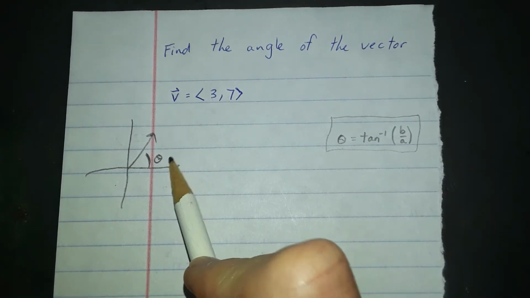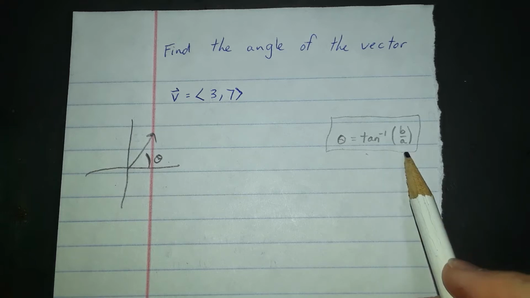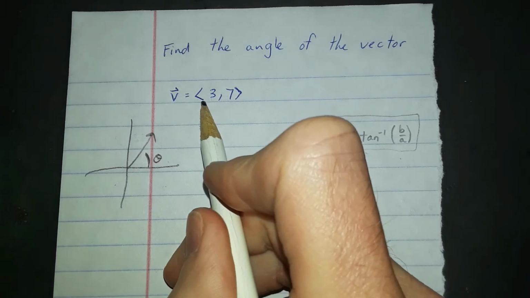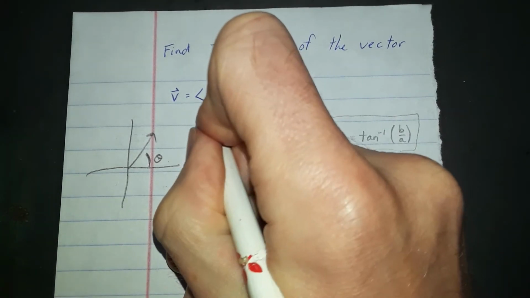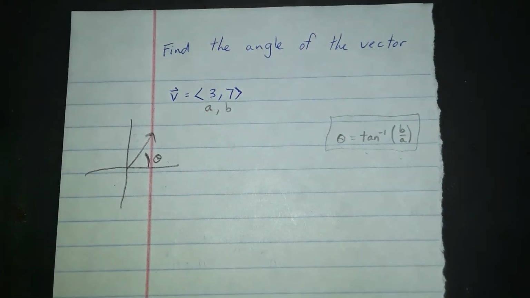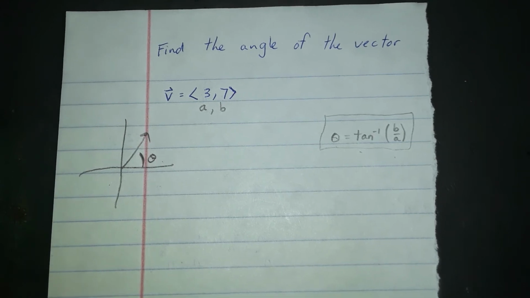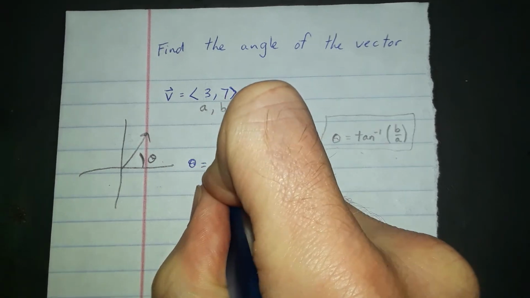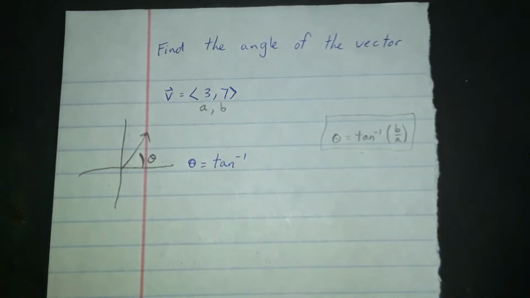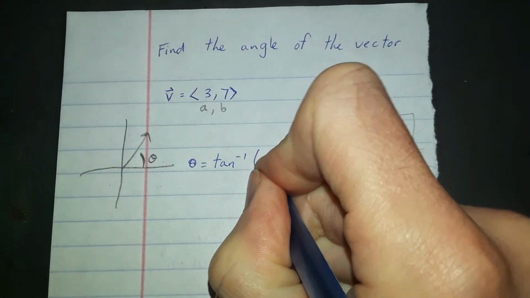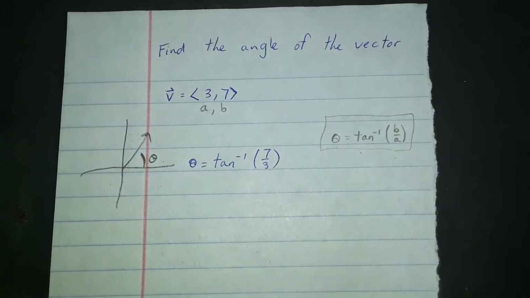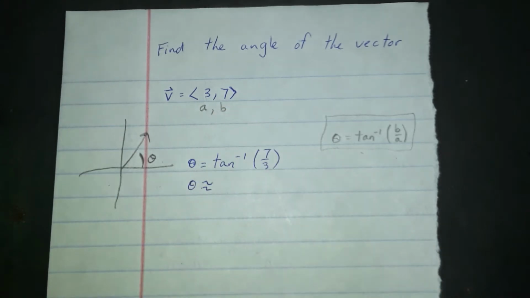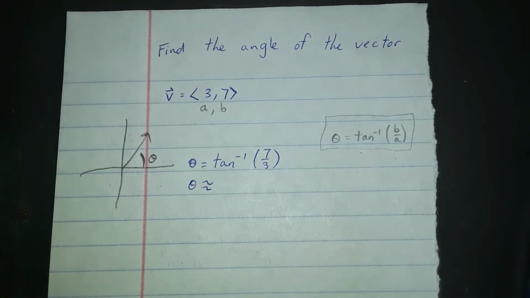If I want to know this angle, I'm going to take the inverse tangent of b over a. What is b over a? Label these in alphabetical order, a, b, and then we're just going to substitute those in. So the missing angle that we're looking for is going to be tan inverse of 7 over 3. And then you want to grab your calculator and you're going to come up with an approximate angle value.